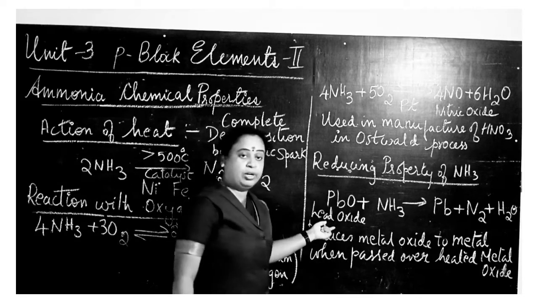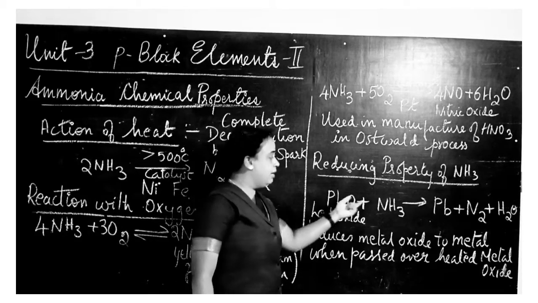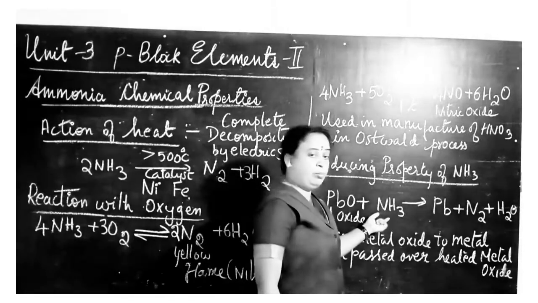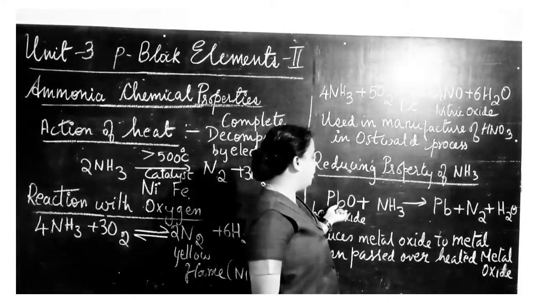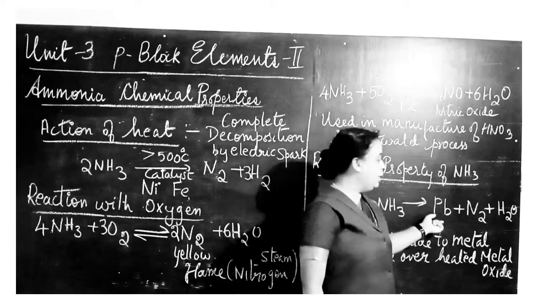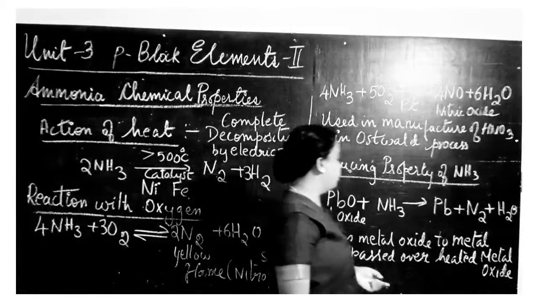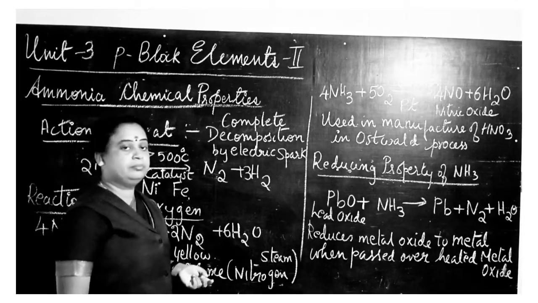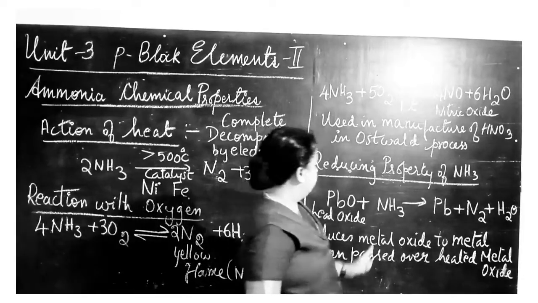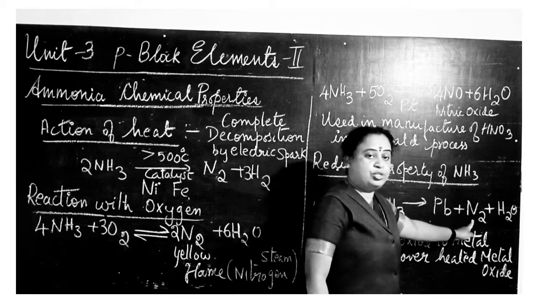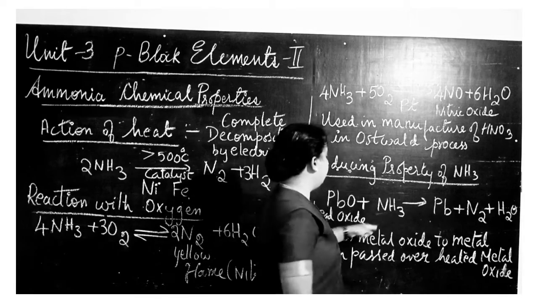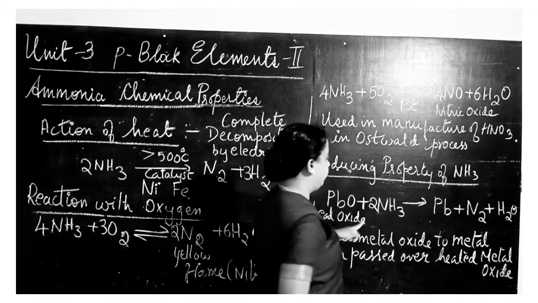Understood? So here let us look into this reaction. Lead oxide reacts with ammonia. Ammonia reduces this lead oxide into lead. Along with the lead, nitrogen gas and water are also obtained. Balance this reaction. Here it is 2 nitrogen, here only 1 nitrogen, so I just put 2 here.